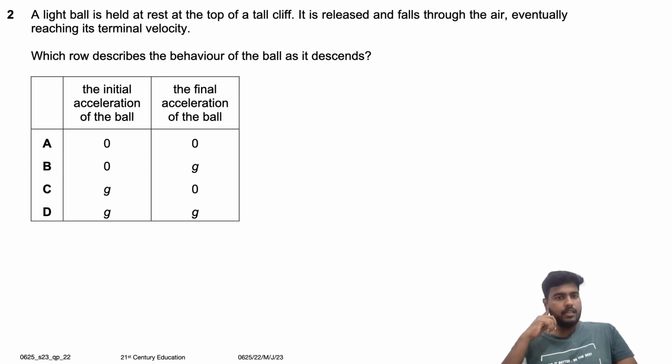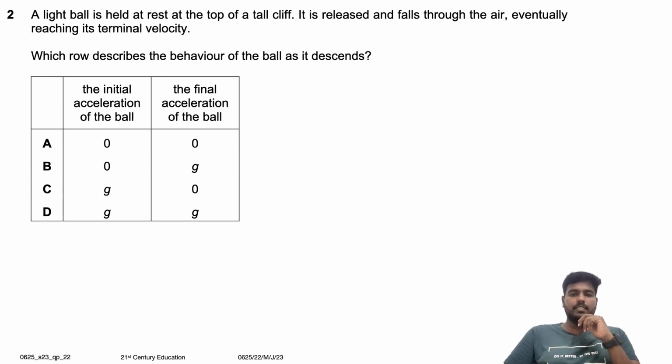A light ball is held at rest at the top of a tall cliff. It is released and falls through the air, eventually reaching its terminal velocity. Which row describes the behavior of the ball as it descends? Initially it will have acceleration due to gravity, which is g. Eventually the air resistance will balance the weight, so the resultant force will be 0. That's when the terminal velocity is attained. There the acceleration is 0. So initial acceleration is g, final acceleration is 0. Option C.